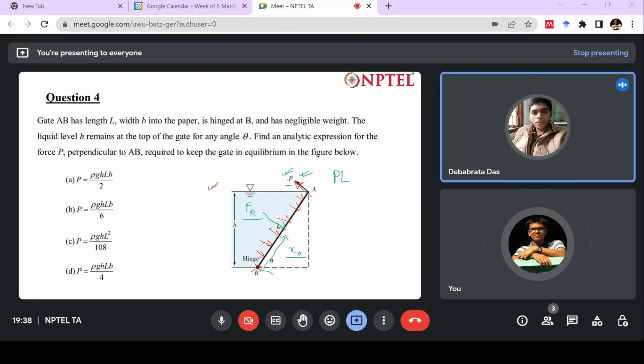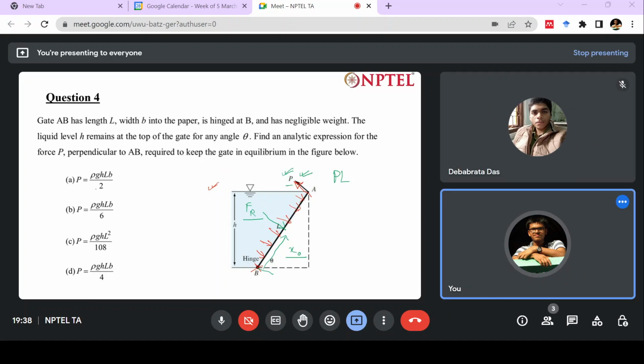So this whole length, AB, I think, is given as L. So AB has length L. That's the first thing. So P into L will be equal to FR into X. So from there you can find P. For that you need to find both FR and X.